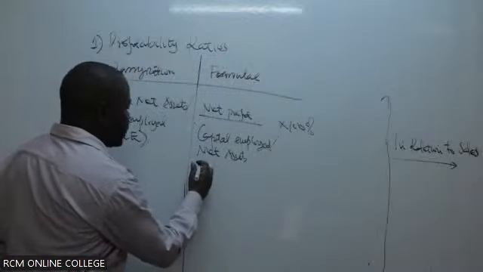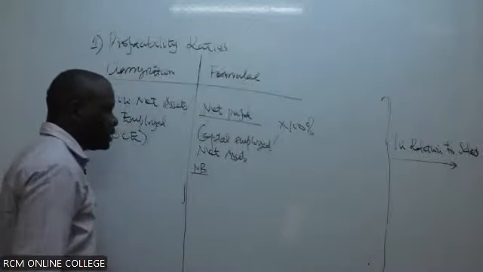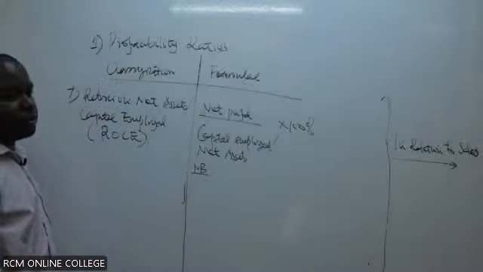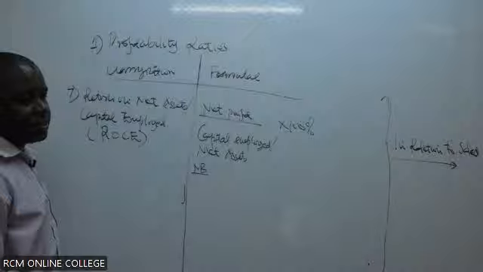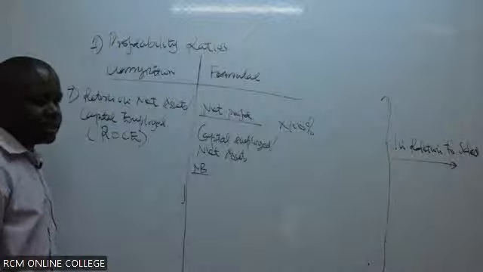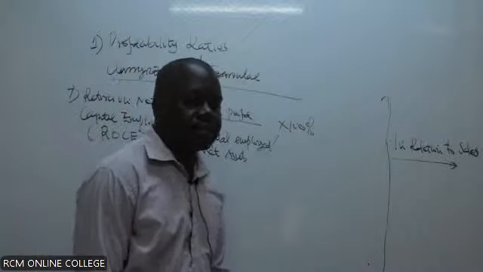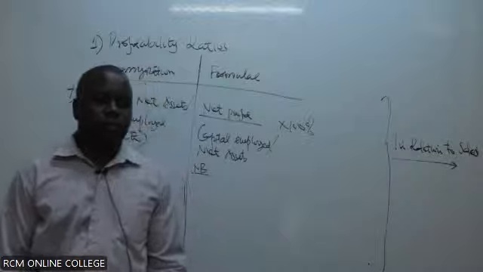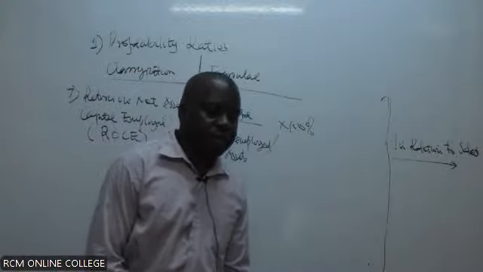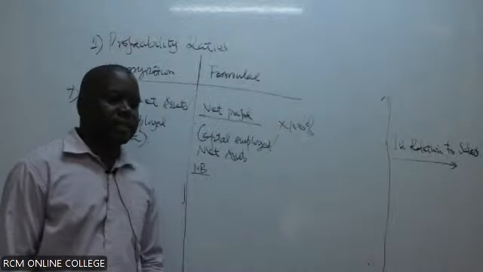So take note that in this case, you can write NB. So how do you get this capital employed? Who can tell us how you get the capital employed or the net assets?